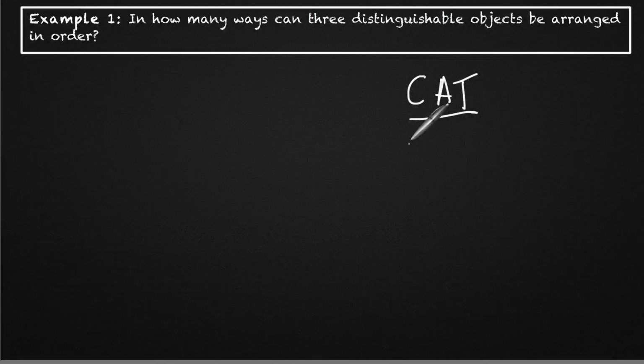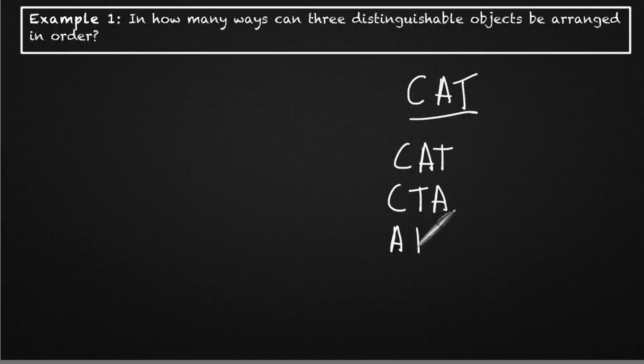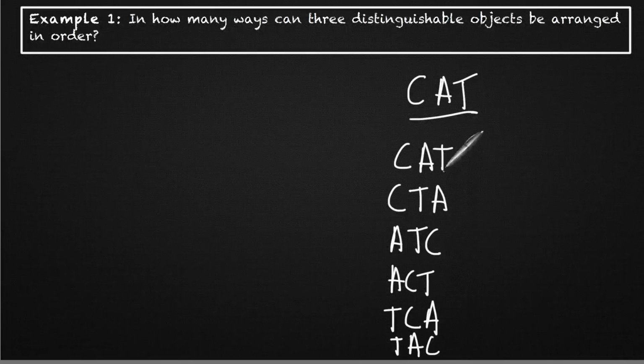One scenario would be if the C is first, then the A is second, the T is third. Or the C is first and then T, A. This is not very difficult. Then the A could be first and then the T and then the C. Or the A could be first and the C and then the T. Or the T could be first and then the C and then the A. Or the T could be first and then the A, then the C. So we count them up: 1, 2, 3, 4, 5, 6. Now that's pretty easy if you only have 3 letters.